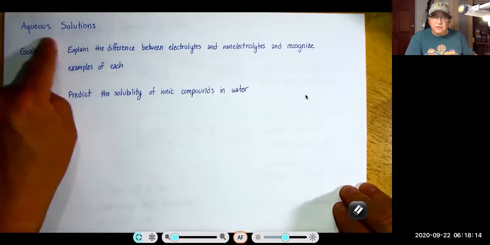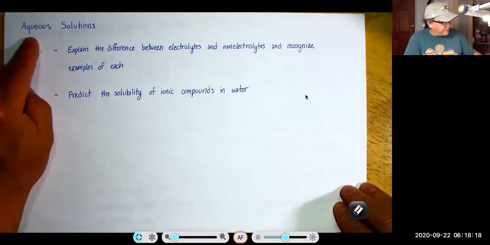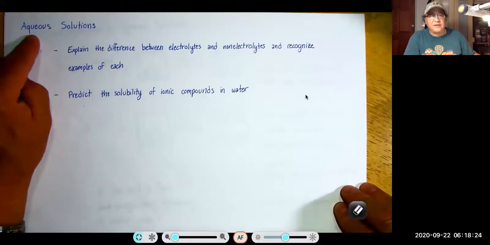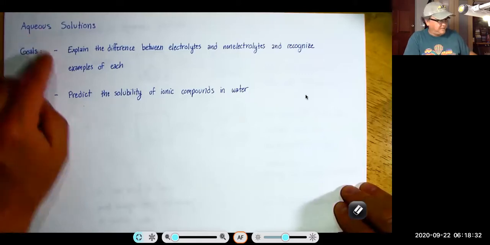Some people say aqueous, some people say aqueous. I don't think it really matters, but I suppose aqueous would be better because when you say aqueous, that's kind of like Aquaman, and Aquaman has AQUA. So clearly this is aqueous.